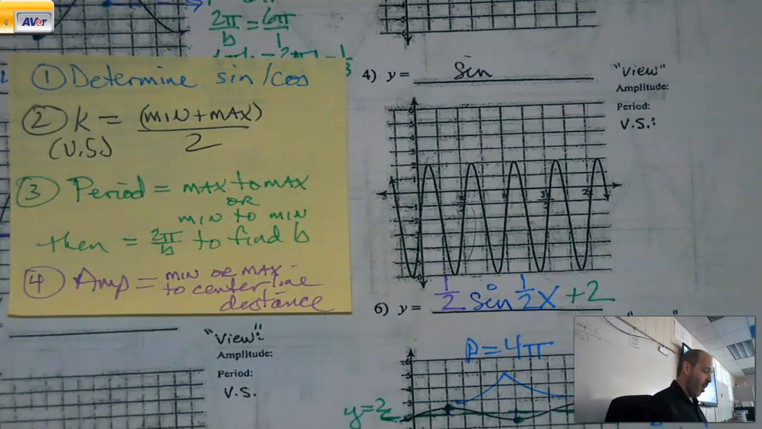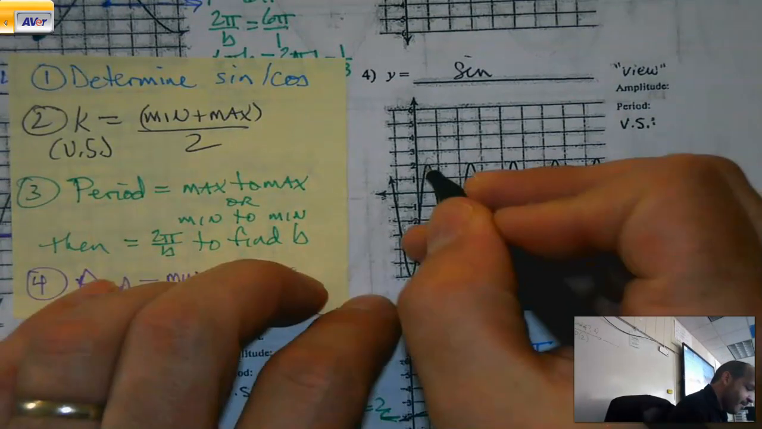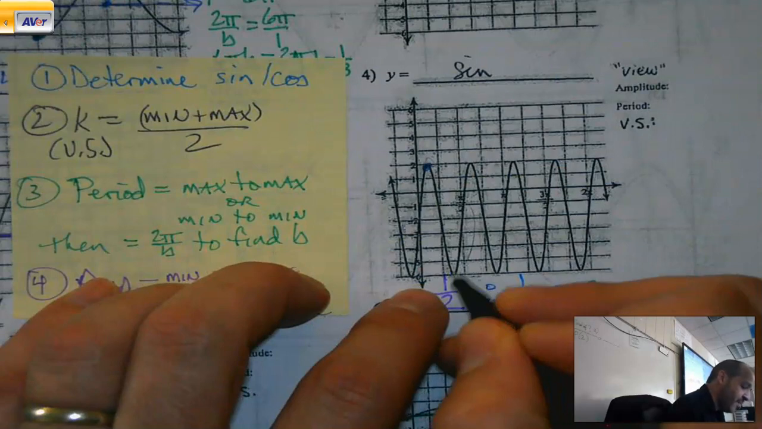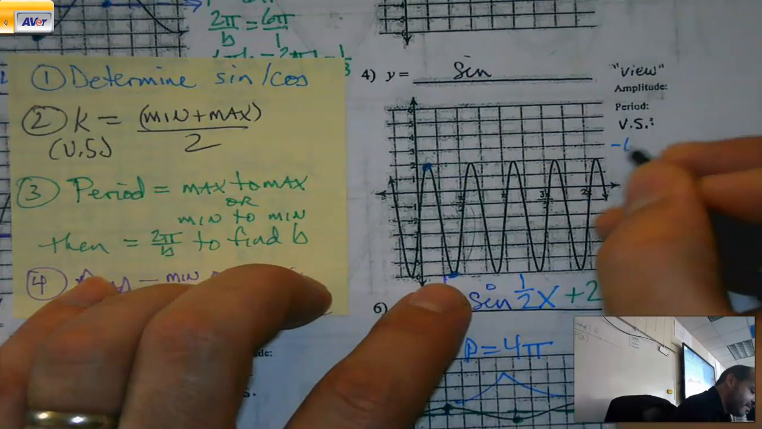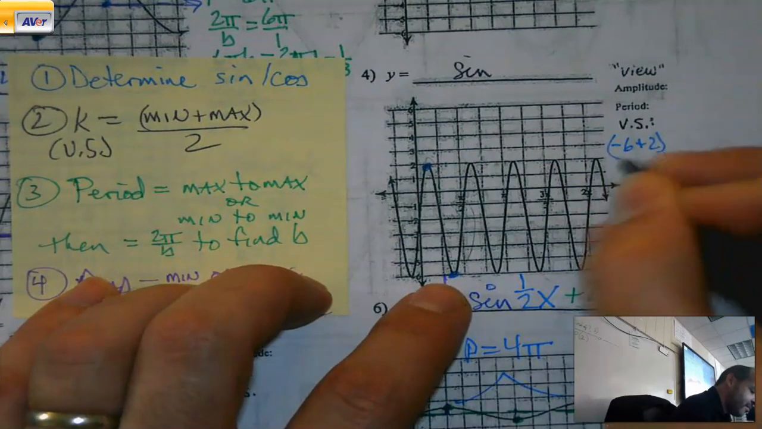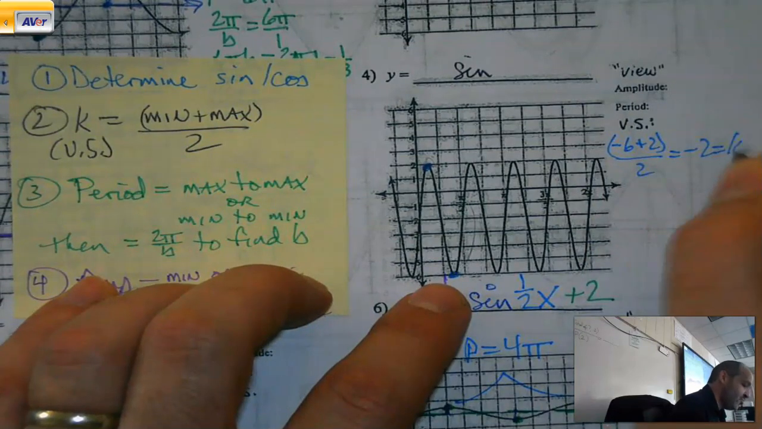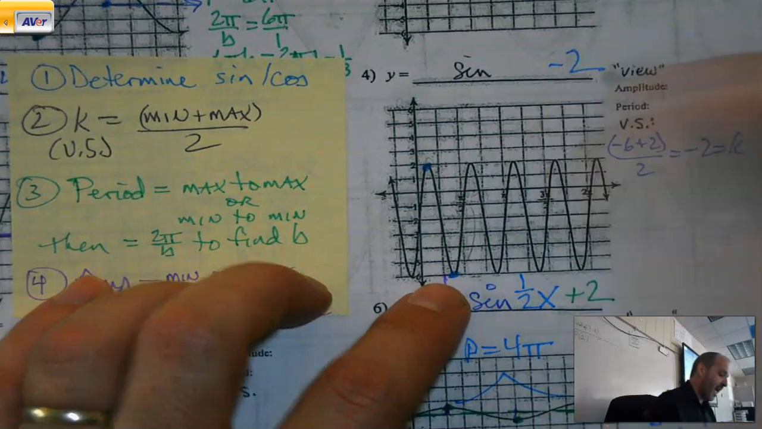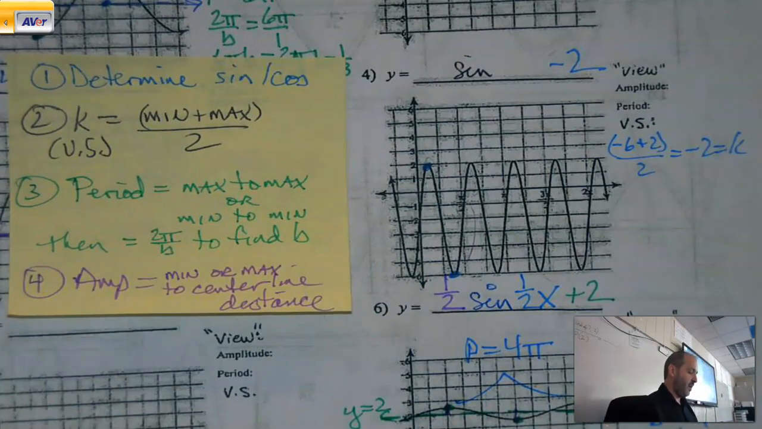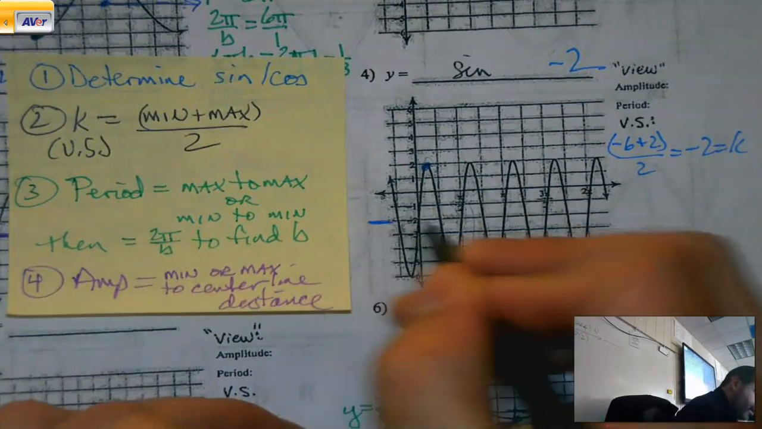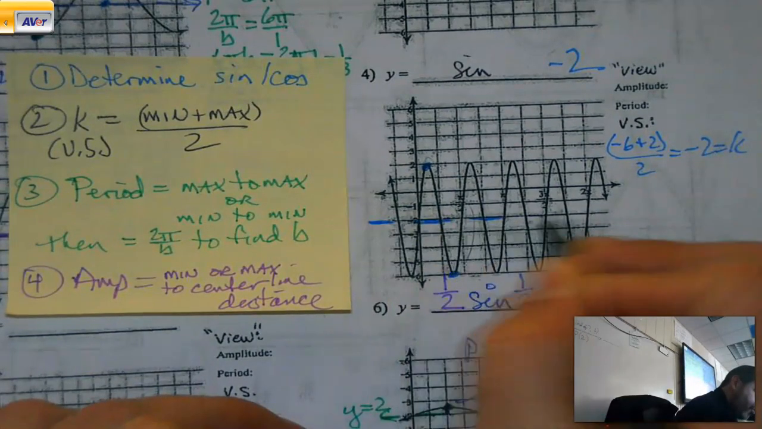So then we look, we're like, okay, K value, let's see here. Max at 2, minimum at -6. Negative 4 divided by 2 is negative 2. There's my K. Get that drawn in here because that will be useful.